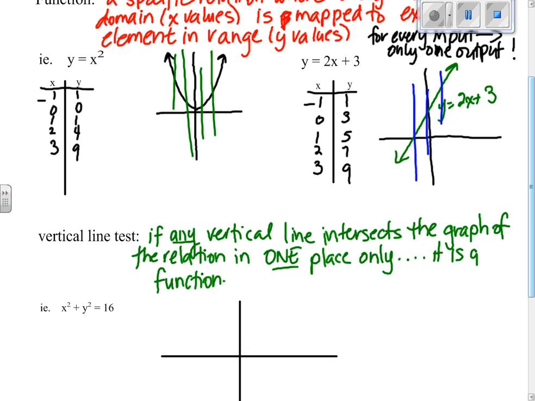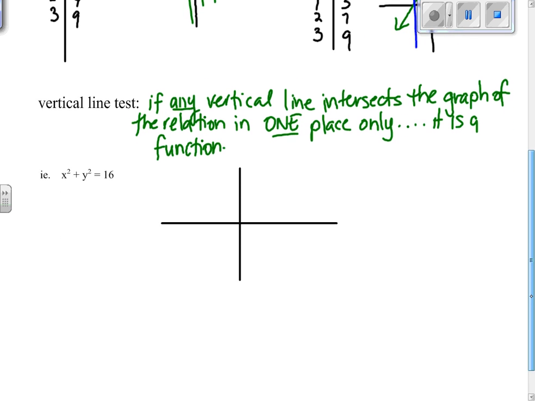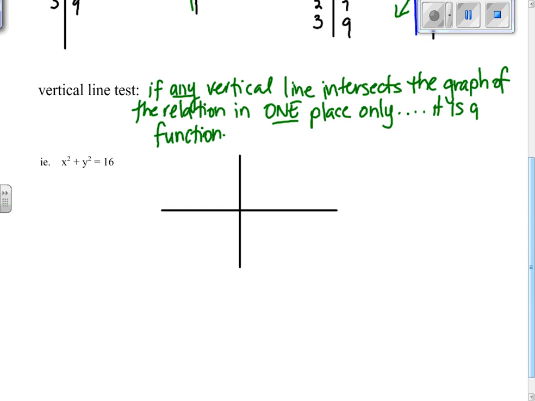I'm going to draw x squared plus y squared equals 16. You may or may not have seen this in grade 10, but it would be the graph of a circle with x-intercepts 4 and -4. That's supposed to be a circle. Okay, a really lopsided circle. Y-intercepts 4 and -4. That is x squared plus y squared equals 16. But it is not a function.